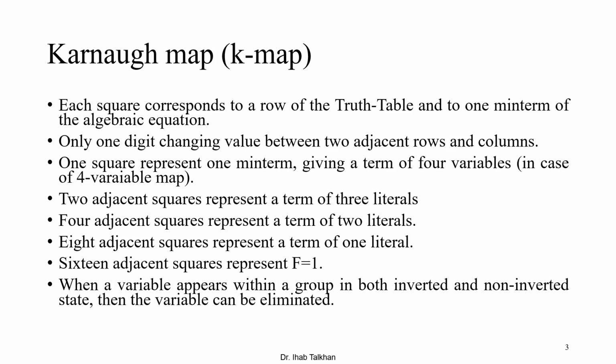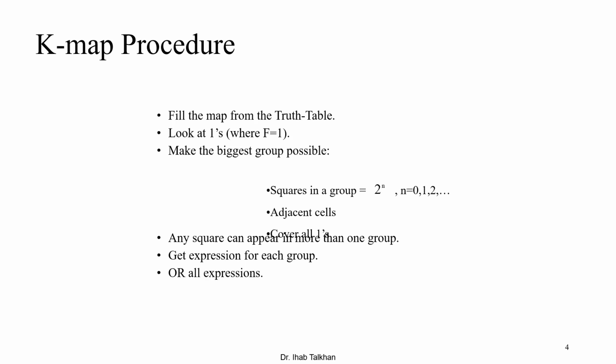And when a variable appears within a group in both inverted and non-inverted state, then the variable can be eliminated. This means that if you have a group and you have one variable changing value, you have to eliminate or ignore this variable. And next, in this slide, we are going to give you the procedure of how to construct the K-map.